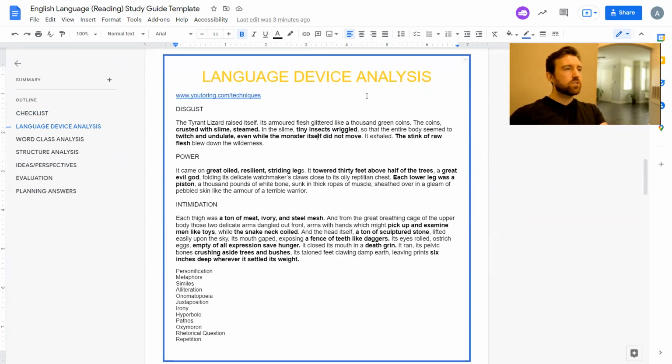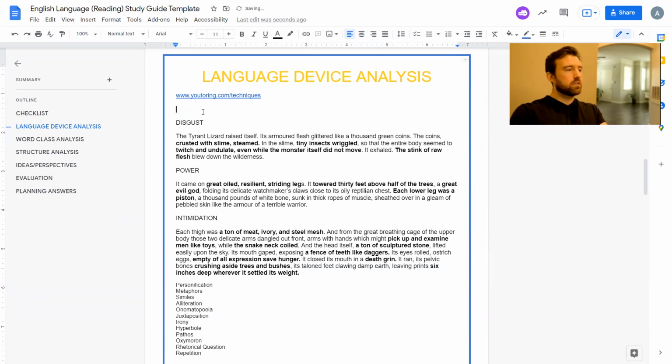So, language device analysis. What are you actually doing when you're analyzing language? What does this word analysis mean? Well, effectively, you've probably heard this many times from different teachers, but maybe not to this level of detail. What you're doing is breaking down the words, the connotations, the techniques, and then explaining the effects that are created by that language.